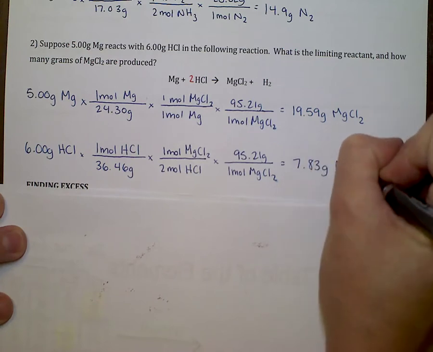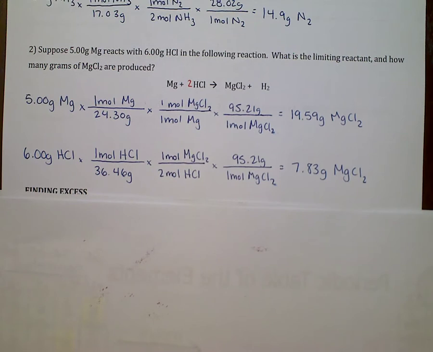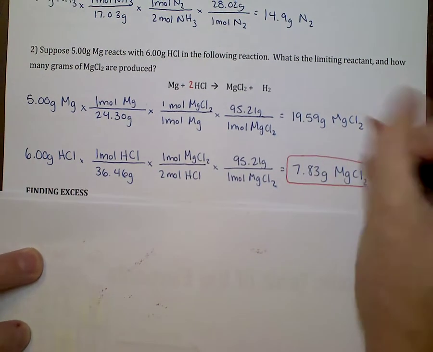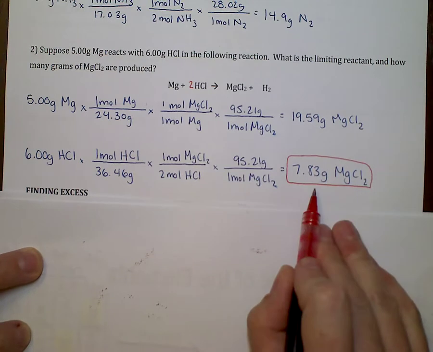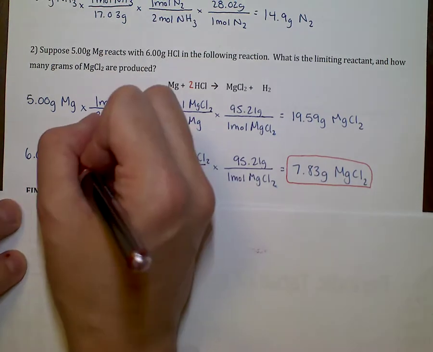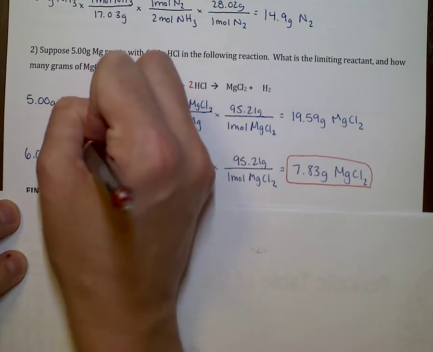of MgCl2 can be made. So that means, firstly, that we can make this amount of product, not them added together, but just the smaller amount, because we're going to run out of hydrochloric acid. So we're going to run out of HCl. So this is our limiting reactant.